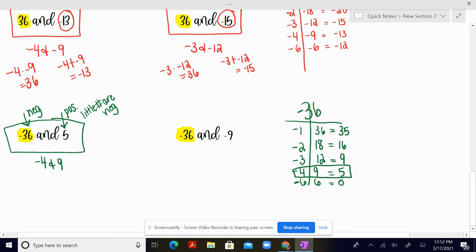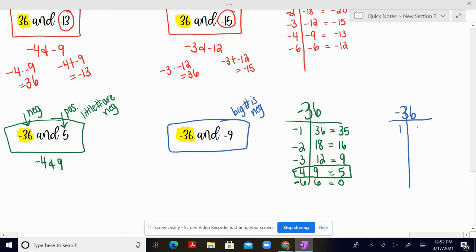Now, kind of the same way, just a little bit different because they're both negative. When they're both negative, your bigger number is negative. So we're looking at negative 36. We'll copy our answers down again: 1 and 36, 2 and 18, 3 and 12, 4 and 9, 6 and 6. I don't know why I put negative 6 there. I was copying it over from the other one, but it would be 6 and 6.